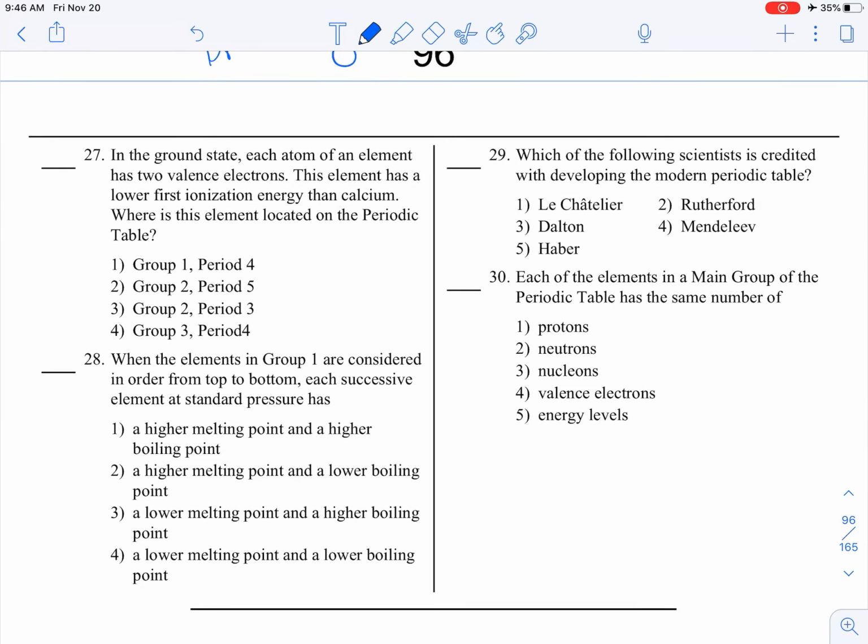In the ground state, each atom of an element has 2 valence electrons. So it has to be in group 2. I know right away because valence electrons are groups. This element has a lower first ionization energy than calcium. Okay, so ionization energy for calcium is 590. So let's see. Okay, who is in period 3, group 2? Magnesium. And group 2, period 5 would be strontium.